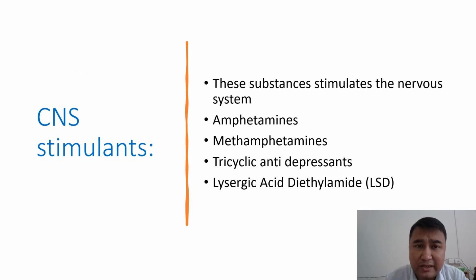When we come to the CNS stimulants, these are again substances which stimulate the nervous system. Examples are amphetamines, methamphetamines, tricyclic antidepressants, lysergic acid diethylamide, which is LSD. These are the prominent CNS stimulant substances. They activate your CNS, which produces euphoria, increased restlessness, increased alertness, etc.